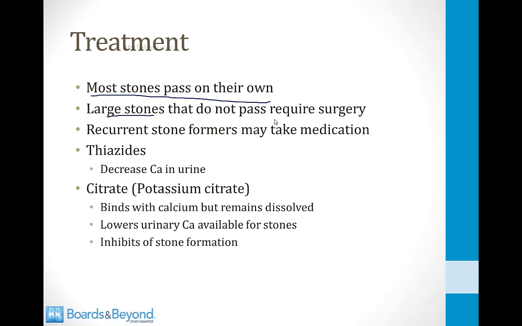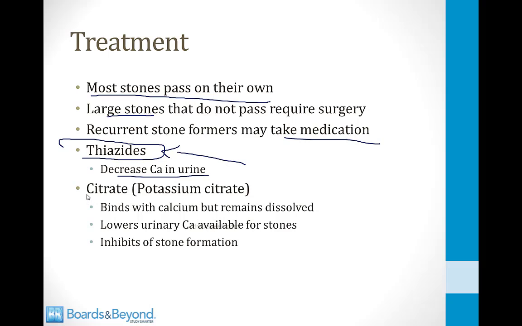And if patients have recurrent stones, they can take medications to make it less likely that they'll have a kidney stone. There are two options for medical therapy. The first are the thiazide diuretics. These cause patients to resorb calcium, so there'll be less calcium in the urine. And as you know, one of the side effects of thiazide diuretics is hypercalcemia. And that's because it pulls calcium out of the urine. But that's helpful for patients who are kidney stone formers.